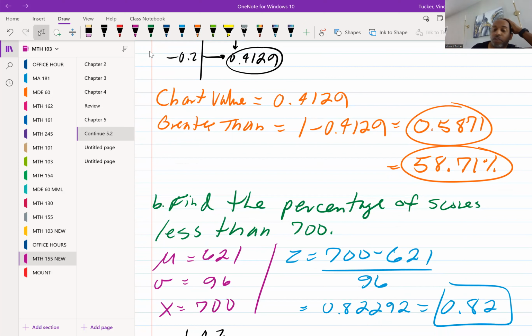All right, so find a percentage of scores less than 700. So this time we're looking for less than 700 with a mean 621, standard deviation 96, and our data value 700. So convert it to a z-score. 700 minus 621 divided by 96 will be 0.82292. Round to 2 decimal places is 0.82.